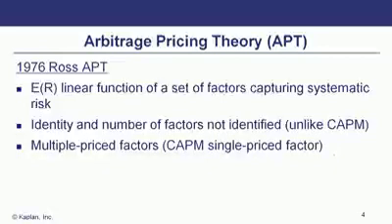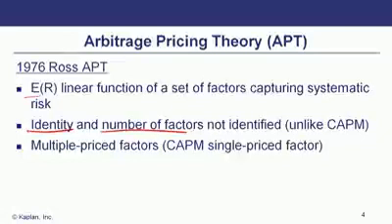So we tried for several decades to convince ourselves that the CAPM was right. Ross in '76 developed this APT, and he had to make very few assumptions to do it. All it says is the expected return is a linear function of a set of factors capturing systematic risks. The problem with it is that the identity of those risks, or even the number of those factors, is not identified in the theory. So at least with CAPM, we know what the priced risk is.